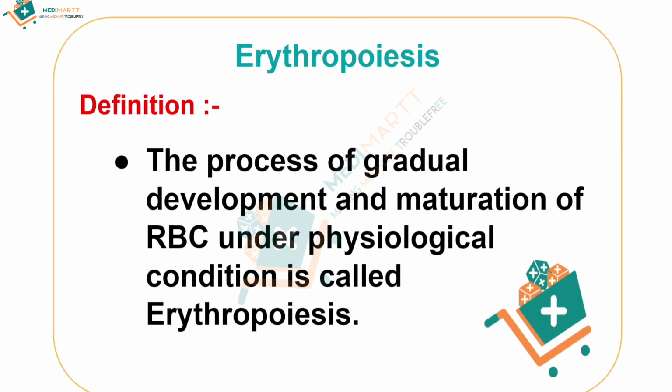Then let's move towards the main topic, that is, what is erythropoiesis. The definition of erythropoiesis is the process of gradual development and maturation of RBC under physiological condition. The simple meaning is the gradual development and maturation of RBC under the physiological condition. That's called erythropoiesis.